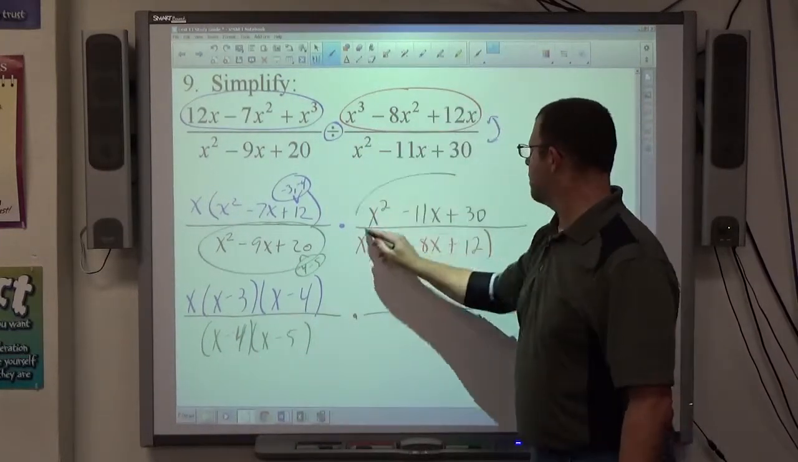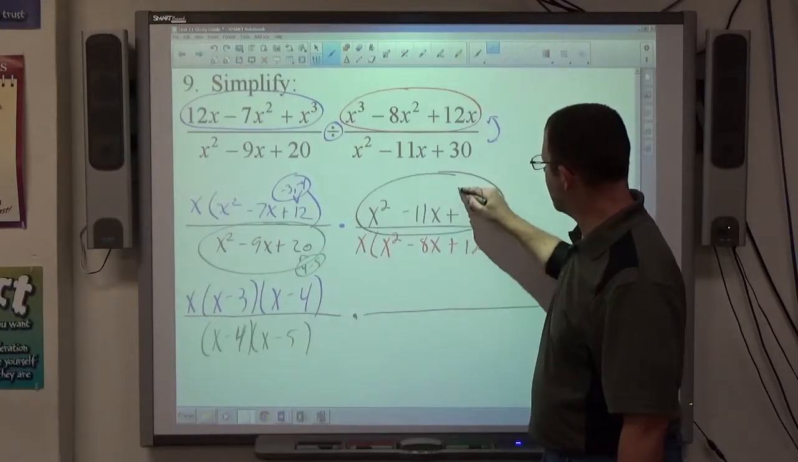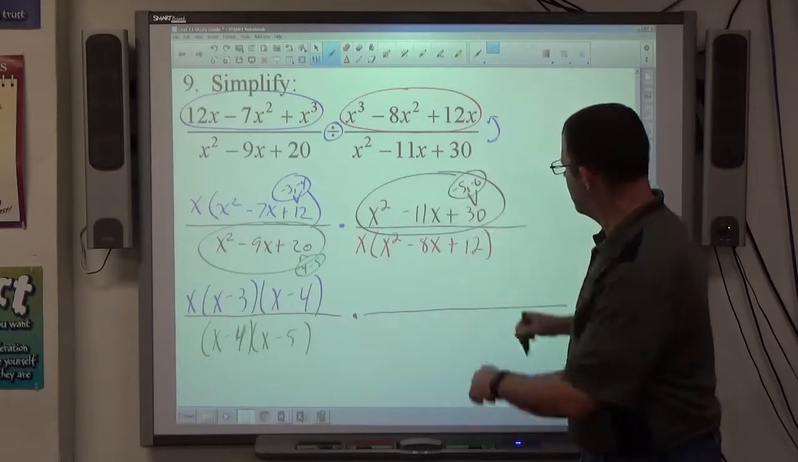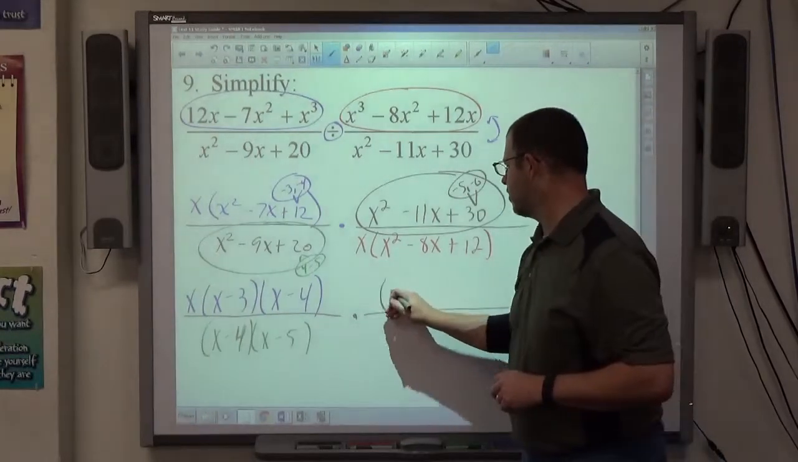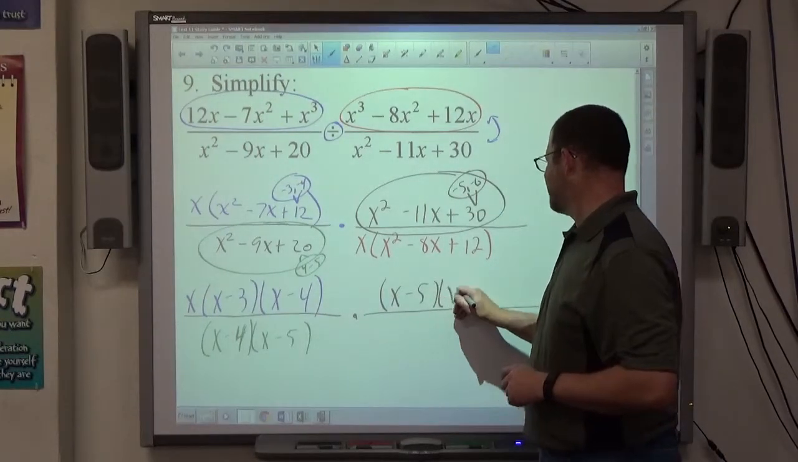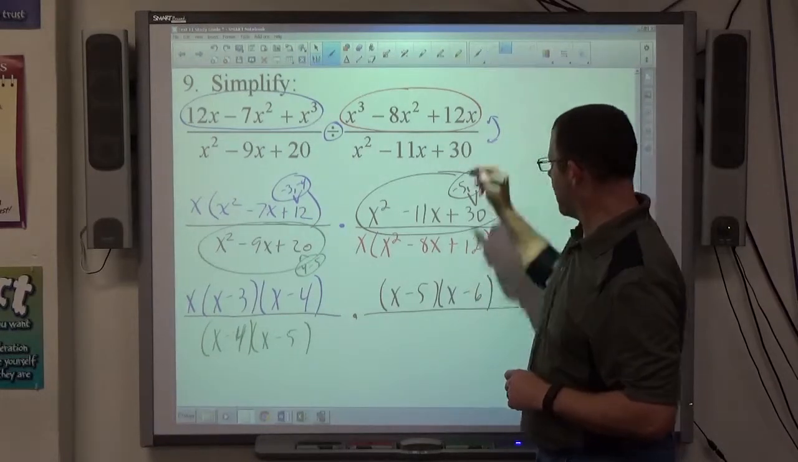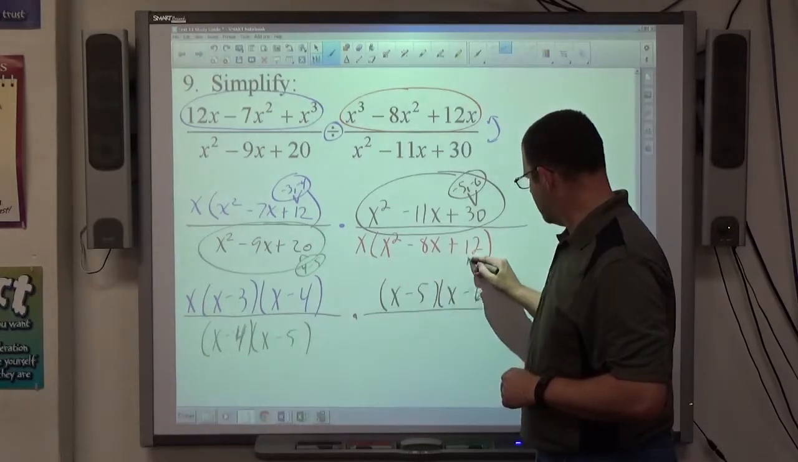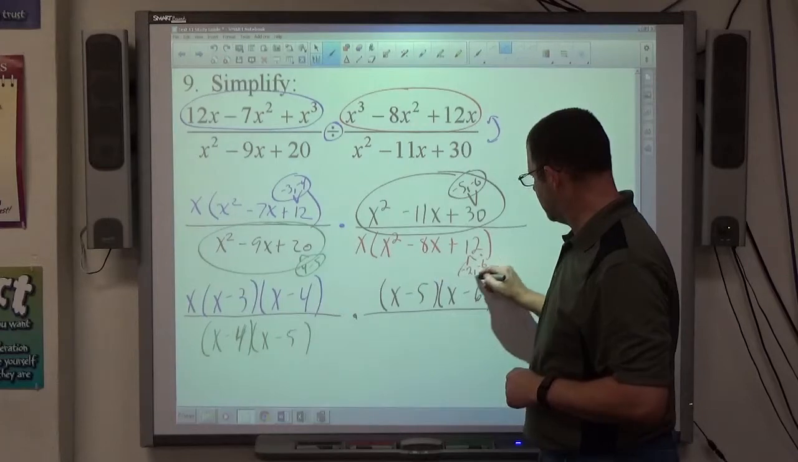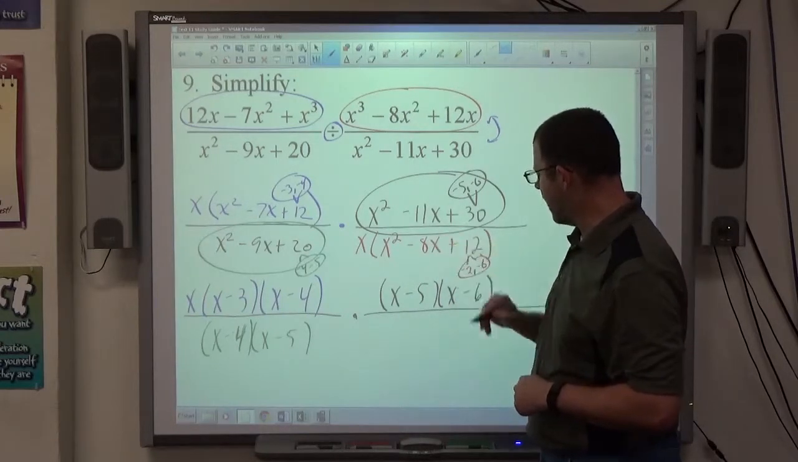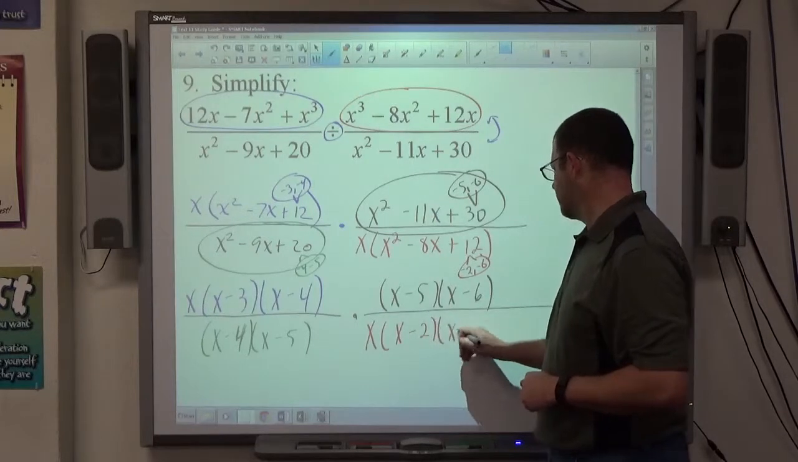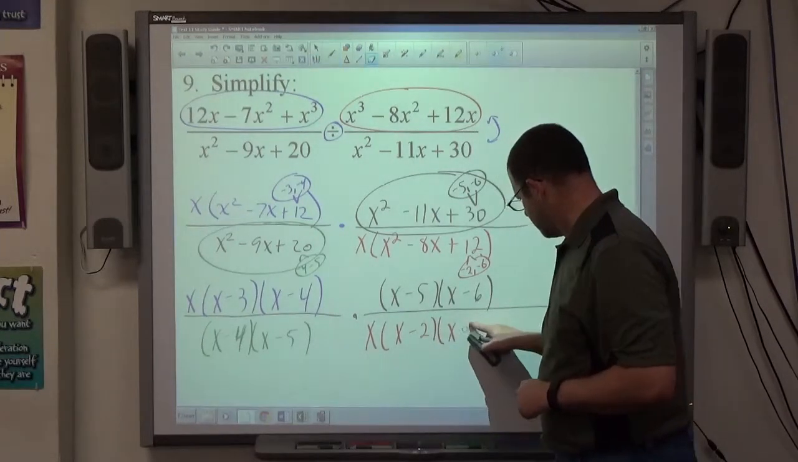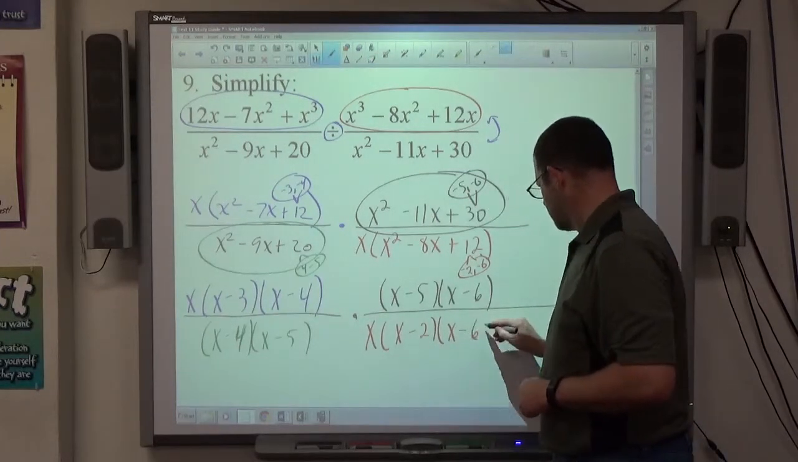Then up here on top, positive 30, negative 11, that would be negative 5 and negative 6. Two negatives multiply to make a positive, negative 5, negative 6 make negative 11, so x minus 5, x minus 6. And finally the red one here, negative 2 and negative 6 multiply to make positive 12, they add to make negative 8, so x is already out, x minus 2, x minus 6.